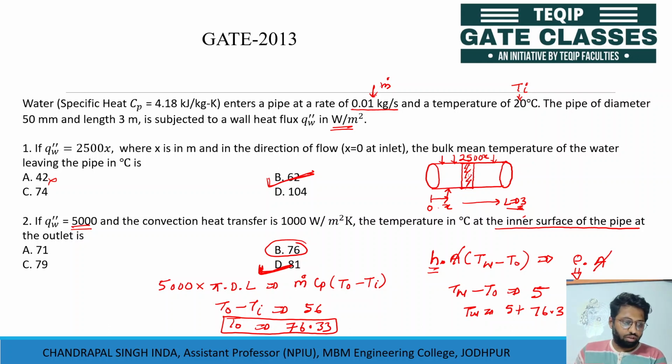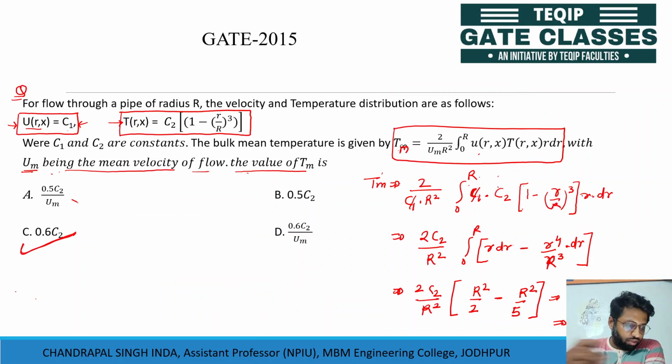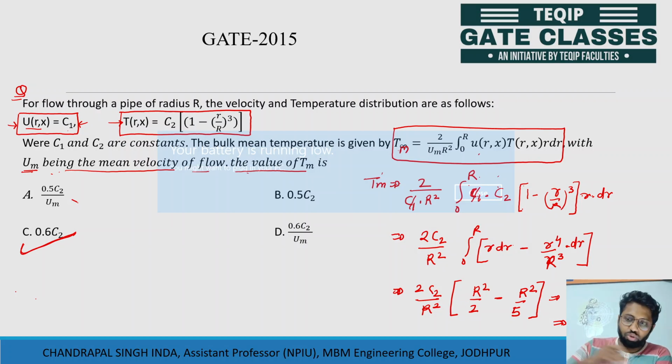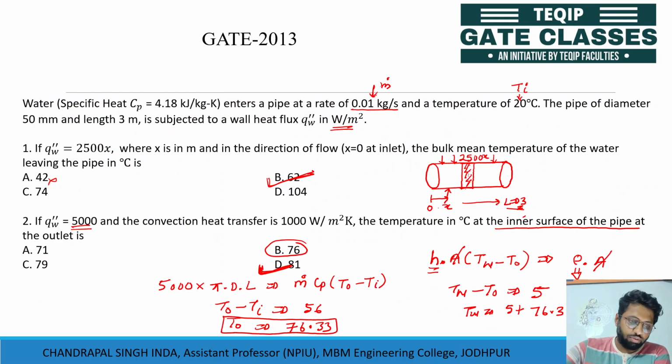So we have used the technique that first we have to find the value of bulk mean temperature and the velocity. The velocity in this question is constant, but if it was varying with the radius, then we would have to find the value of mean velocity. Here it is constant, so it was an easy question for us to solve. So we have utilized one concept by solving this question, and one more question we have solved based on heat transfer in internal forced convection.